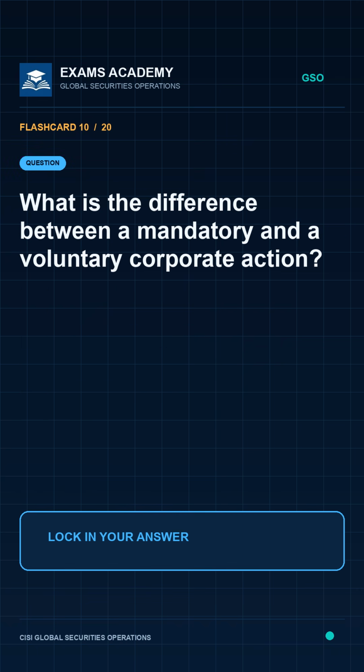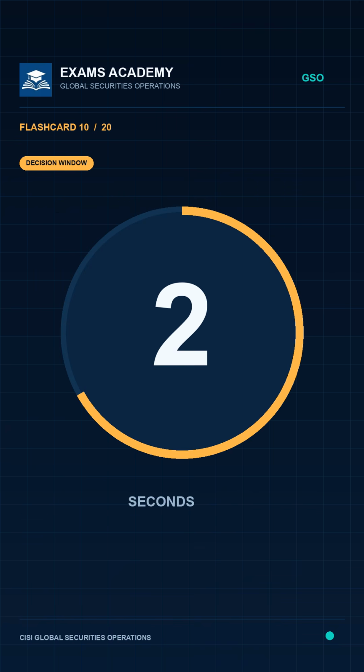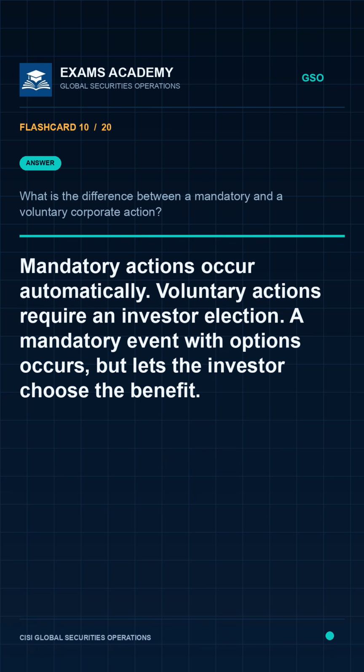Question 10. What is the difference between a mandatory and a voluntary corporate action? Answer. Mandatory actions occur automatically. Voluntary actions require an investor election. A mandatory event with options occurs but lets the investor choose the benefit.